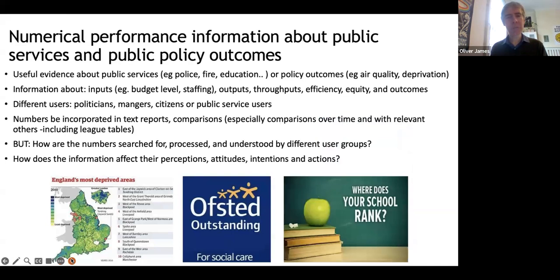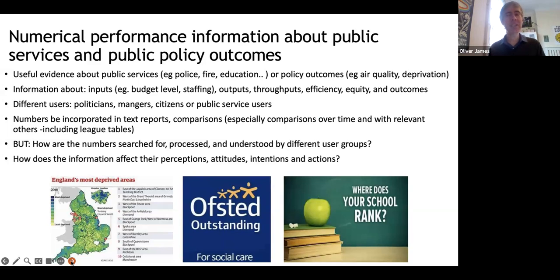So just to be clear what we're talking about when we talk about numerical performance information, it's evidence that has a numerical characteristic, some sort of measures of outcomes, perhaps for public services, or for policy in general, things like air quality or measures of educational outcomes, or the sort of outcomes that you're talking about in relation to particular projects that are aimed to improve education or training of individuals. And of course, this information is about inputs, outputs, throughputs, efficiency, equity, and so on.